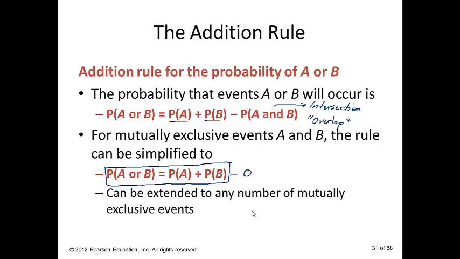And for mutually exclusive events, this definition can be extended. So let's say I have the probability of A or B or C. Well, that's the probability of A plus the probability of B plus the probability of C. And that's only if A, B, and C are mutually exclusive.